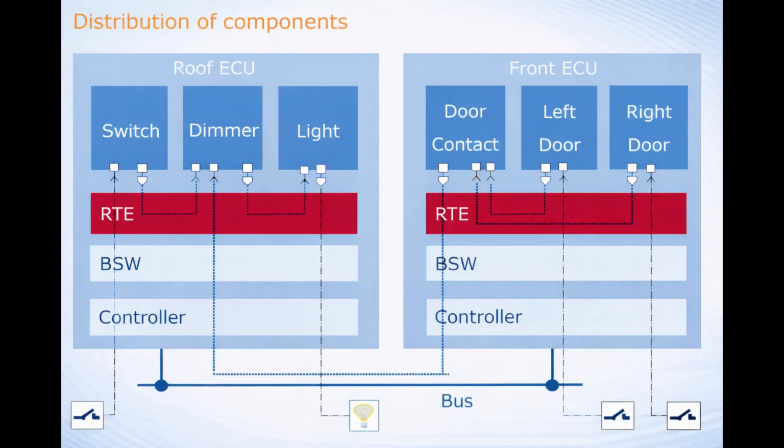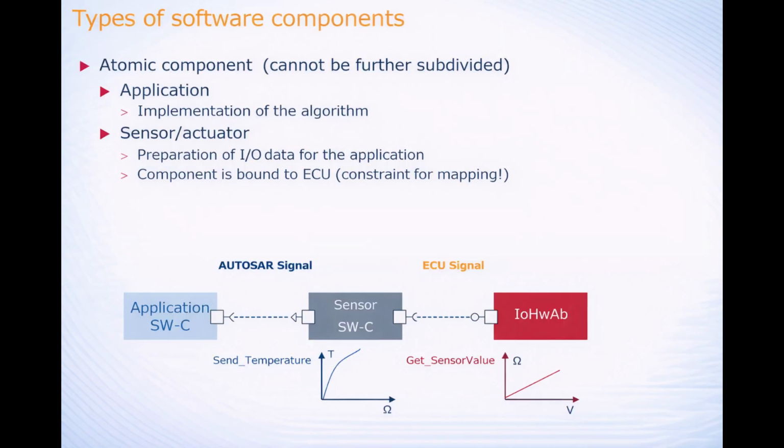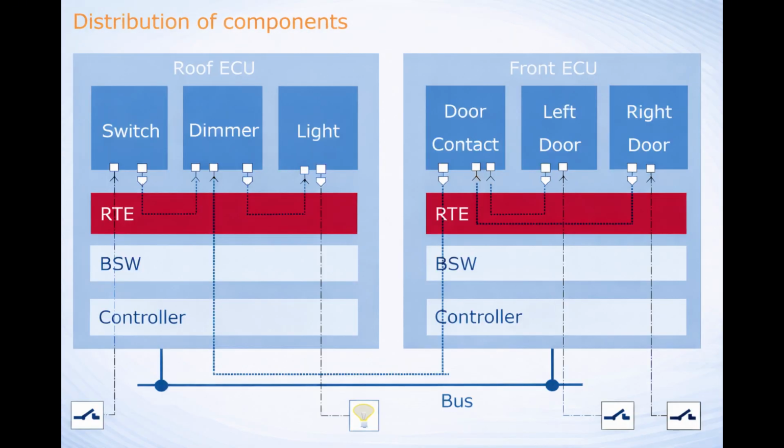An example for this would be our dimmer software component on the previous slide. Then we have sensor software components. Sensor software components, or sensor actuator software components, are parts of software that abstract the behavior of sensors and actuators connected to our ECU. In our example previously, this would be the light component and the switch and the door component.